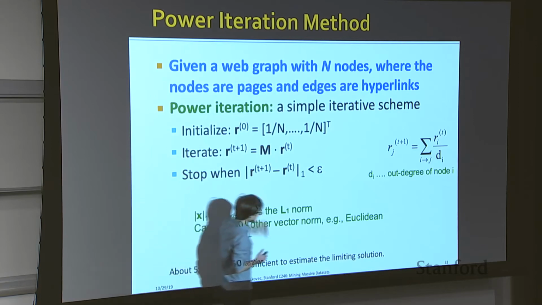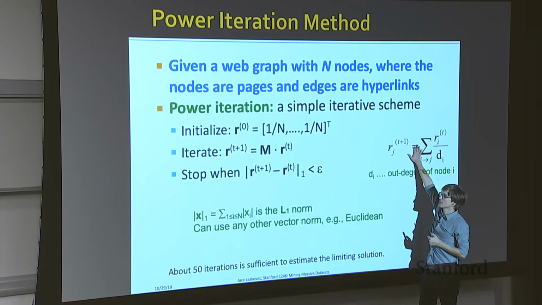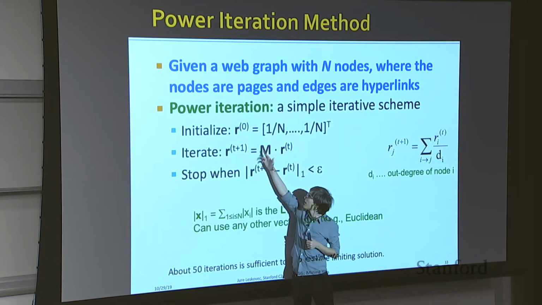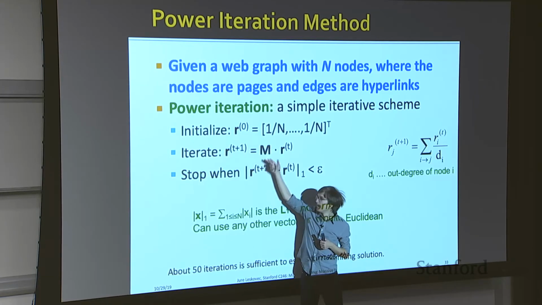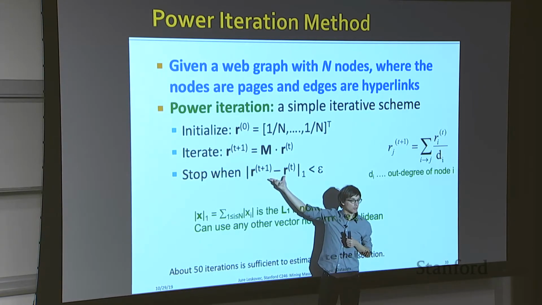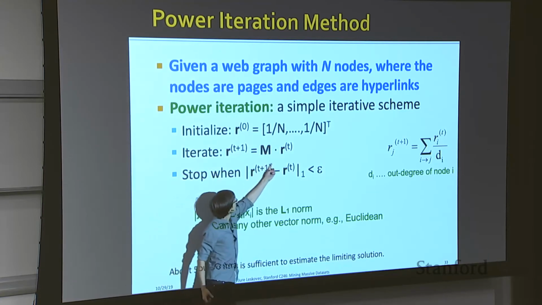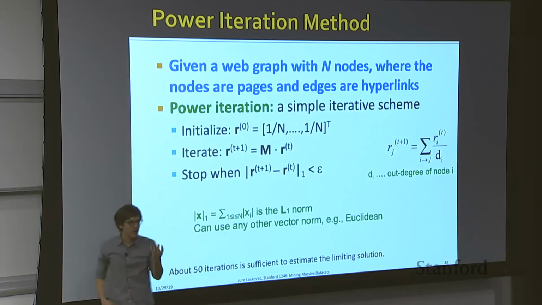So what does this mean? Before, I said we have these flow equations. Now what I'm saying is you just start with some arbitrary vector R, keep multiplying it with M, keep doing this long enough, and you will converge to the solution. So rather than solving a system of equations, we are just iterating this for loop until we converge. And we will have the solution.